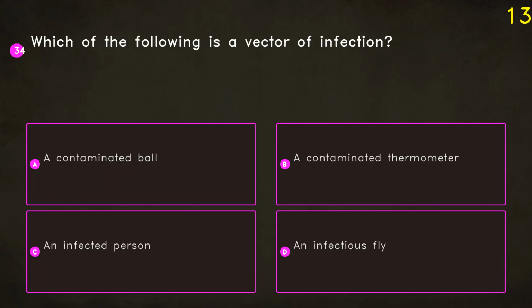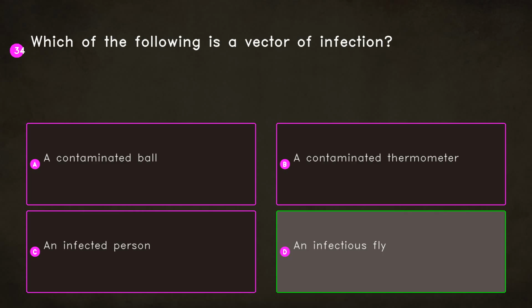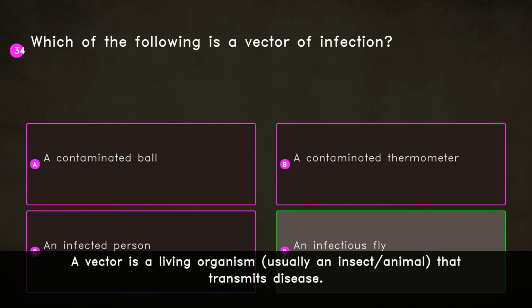Question 34. Which of the following is a vector of infection? A. A contaminated ball. B. A contaminated thermometer. C. An infected person. D. An infectious fly. The correct answer is an infectious fly. A vector is a living organism, usually an insect or animal, that transmits disease.